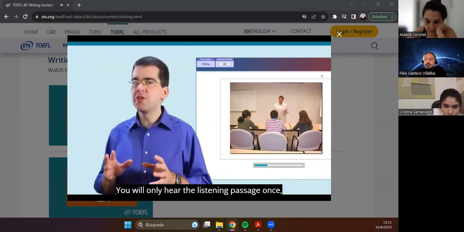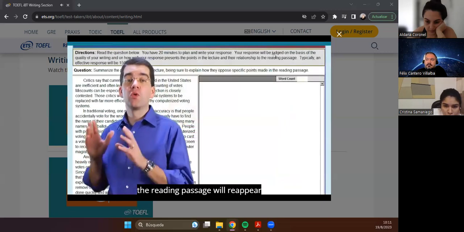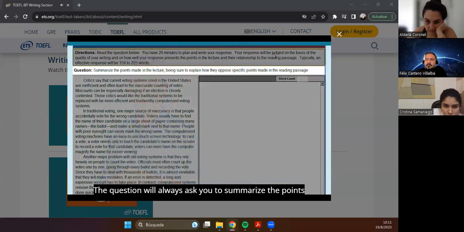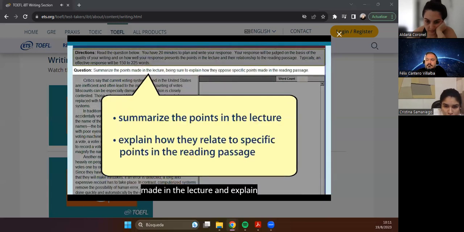You will only hear the listening passage once, and when it's finished, the reading passage will reappear on your screen, along with the question. And the question will always ask you to summarize the points made in the lecture and explain how they relate to specific points in the reading passage.